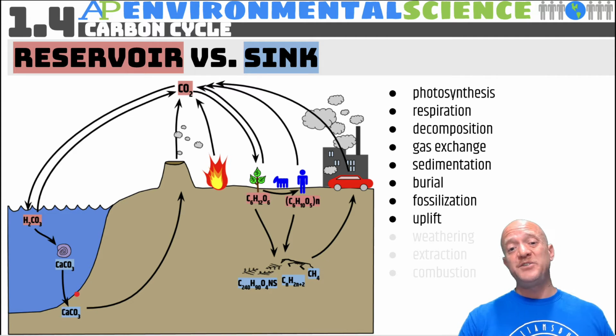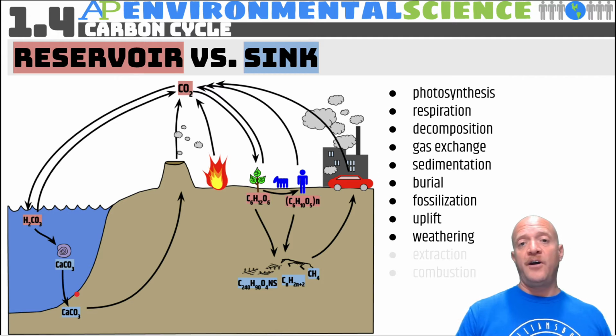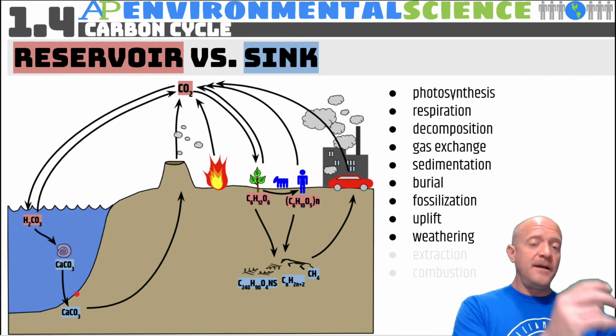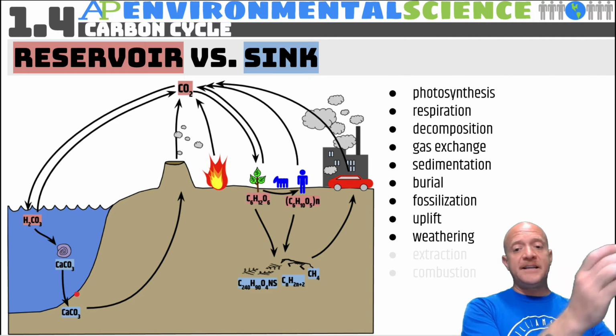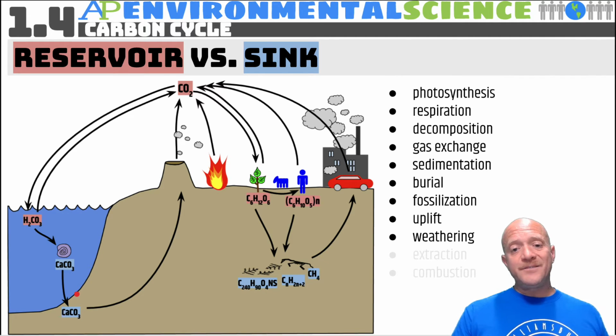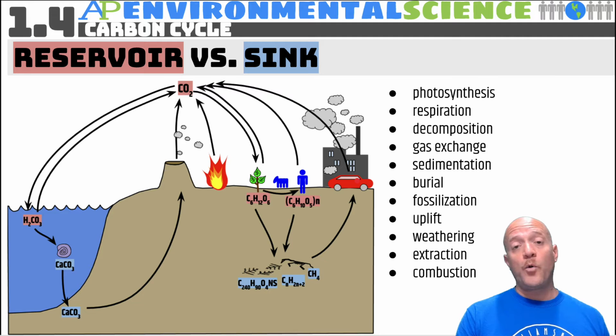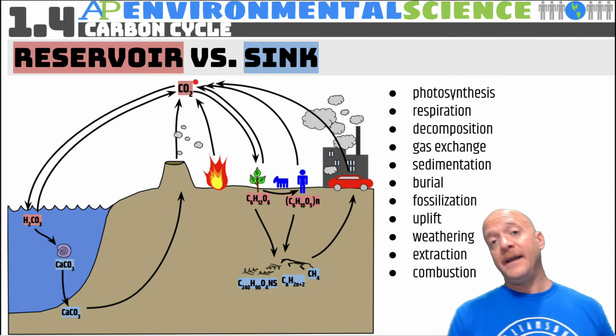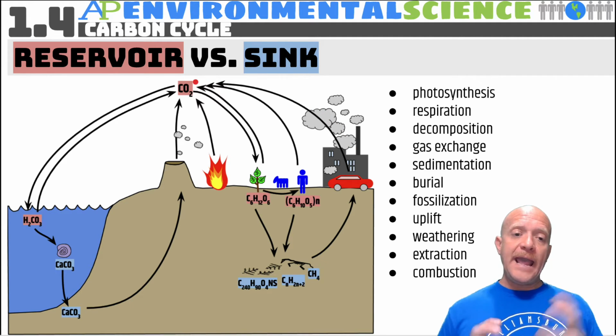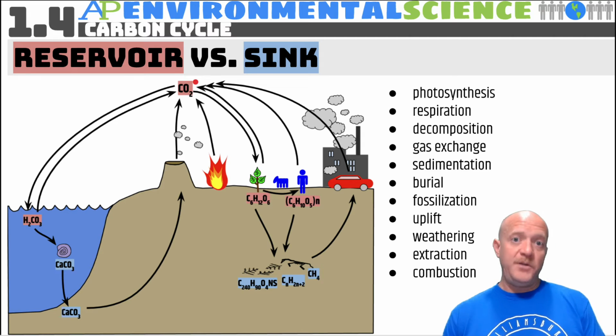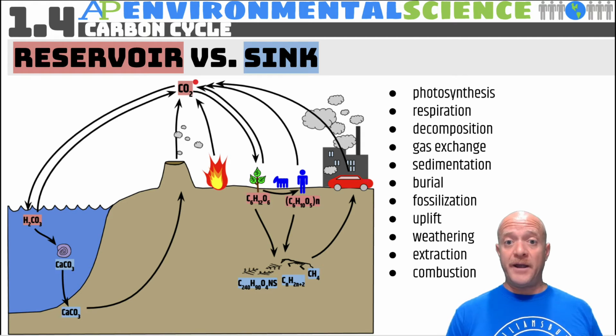And then once you get this new uplift, you get these new mountains, you'll have weathering, which is when the different parts of the rocks are breaking down, so those carbon-based substances can then move. And then this is where humans come in. We have extracted these fossil fuels, or these fossilized remains, and we have made fuels out of them where we combust or burn them, releasing carbon dioxide back into the atmosphere. Anytime you burn carbon, you will get carbon dioxide as a byproduct.